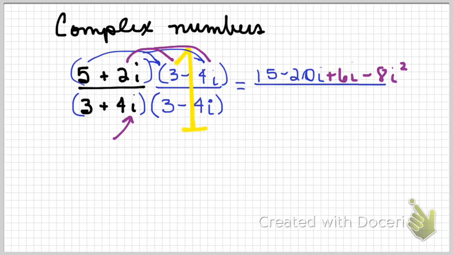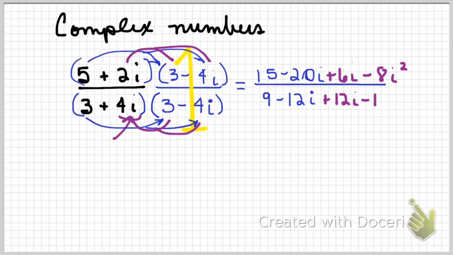In the denominator, this is where I want some magic to happen. I want to get rid of the imaginary numbers. And I just let the math do what it's going to do. I distribute the 3, and I get 9 minus 12i. And then I distribute the 4i, and I get positive 12i minus 16i squared.